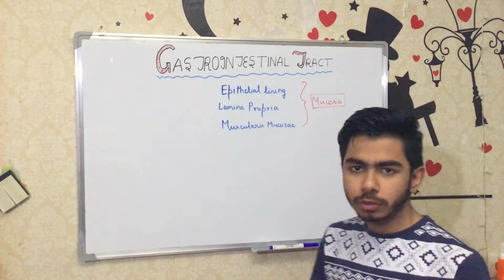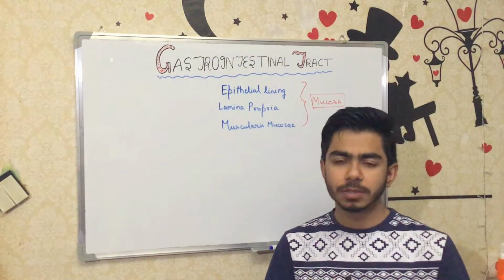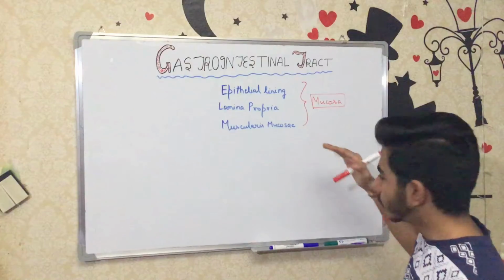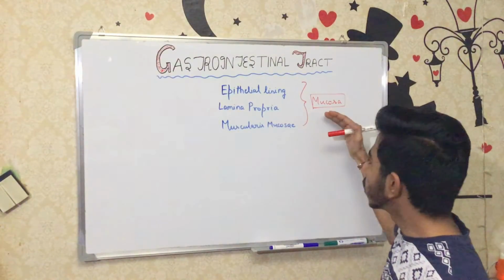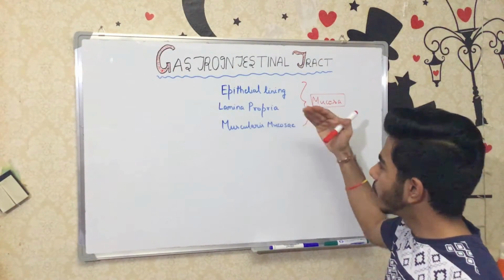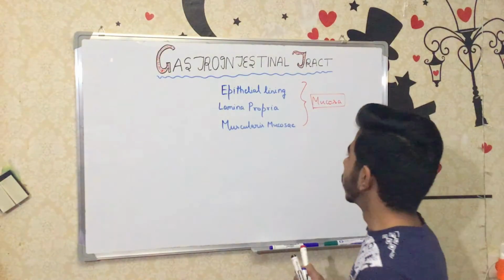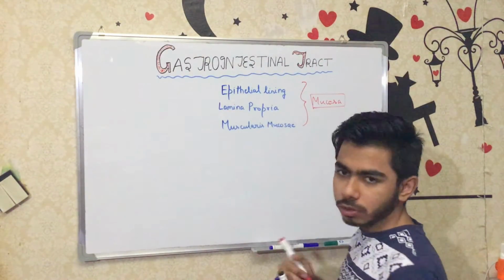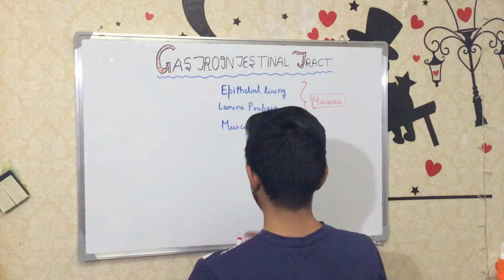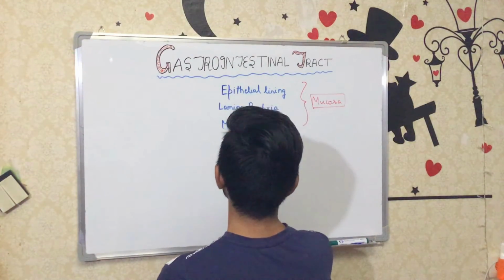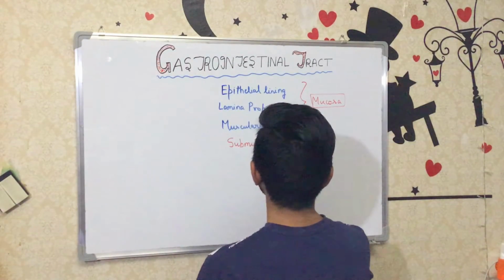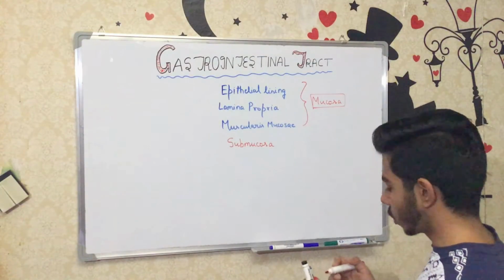I have told you that there are four major basic layers present in our GIT. On the inner side, the first layer is the mucosa, then we have the submucosa, muscularis externa and serosa or adventitia. The mucosa comprises three layers: epithelial lining, then lamina propria and the muscularis mucosae. Besides it, we have the submucosa.